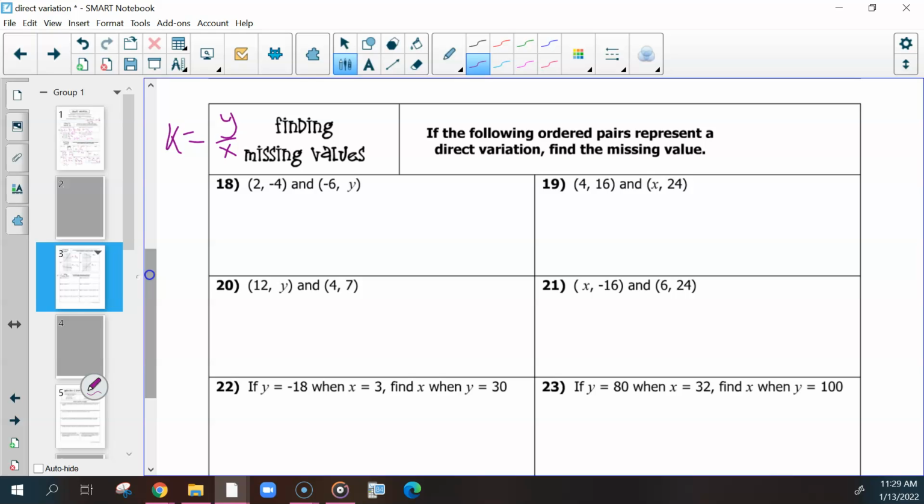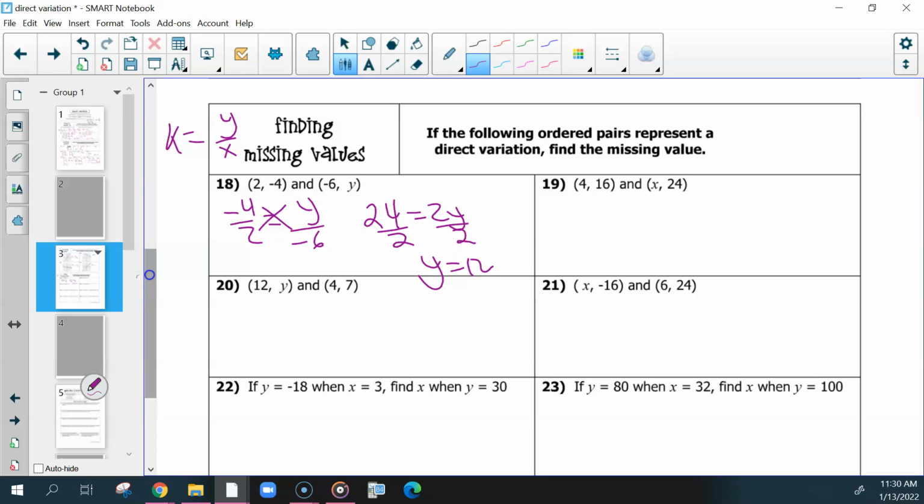So if we know that much, then we can take this and set it up as a proportion. Negative 4 over 2 equals y over negative 6. Because the k would need to be the same for both sets of ordered pairs, we can do this. So because we've now set it up as a proportion, we would cross multiply. So 24 equals 2y. And divide both sides by 2.